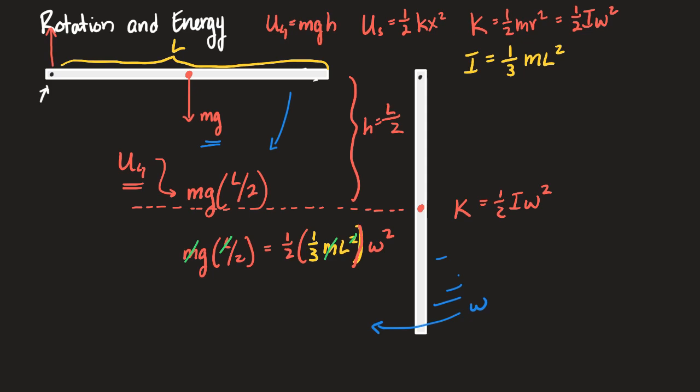So when I work this all together, the left side's going to be g/2, and the right side looks to be L/6 omega squared. So a little more work to do here, and it looks like I'm going to have 3g/L equals omega squared. So take the square root of both sides, and that's how fast my system will be rotating at the bottom.